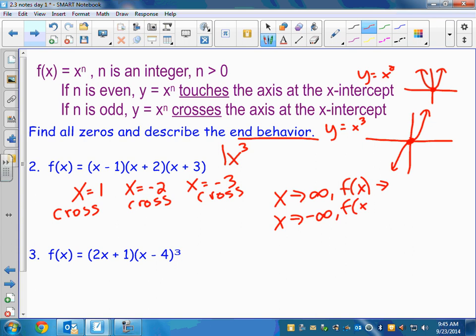And every time it asks you to describe the end behavior, this is what you should write. As x approaches infinity, f of x approaches something. As x approaches negative infinity, f of x approaches something. And if it's odd and positive, what's it going to be? Infinity, negative infinity. Positive stays positive, negative stays negative. Right? That's not bad homework.